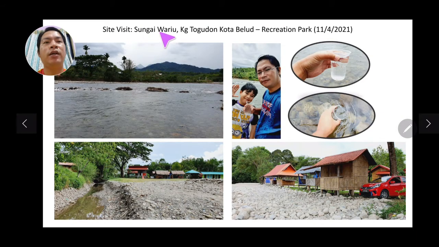During my visit at Sungai Wariu at the recreation park, the river water is crystal clear, and the surrounding of Sungai Wariu is actively operated by local people for recreation park and agricultural activity.